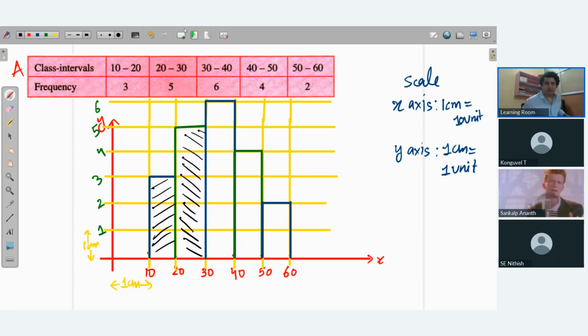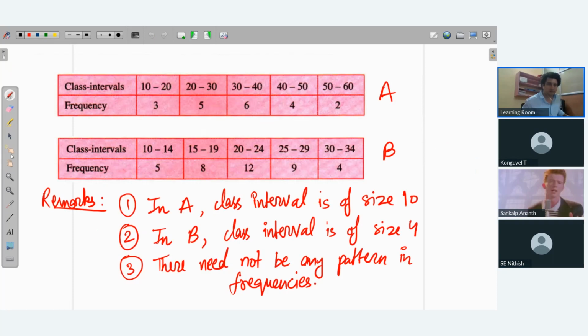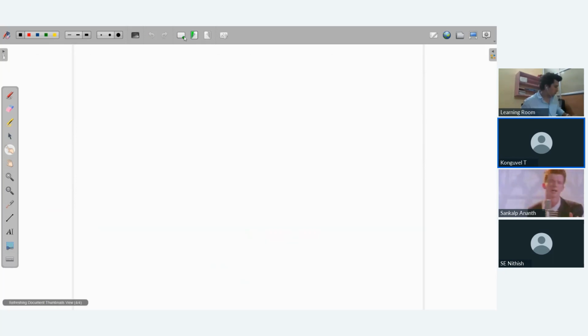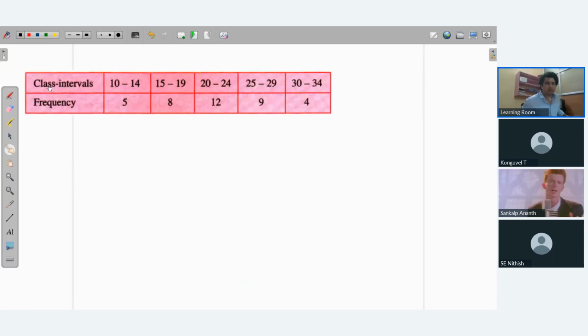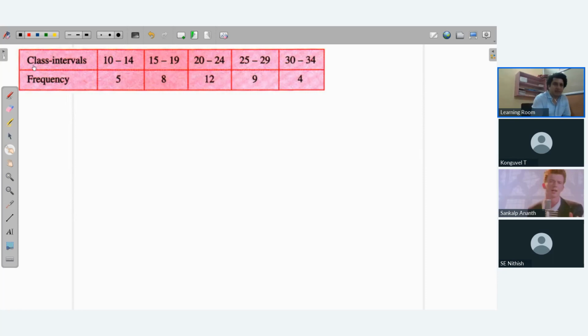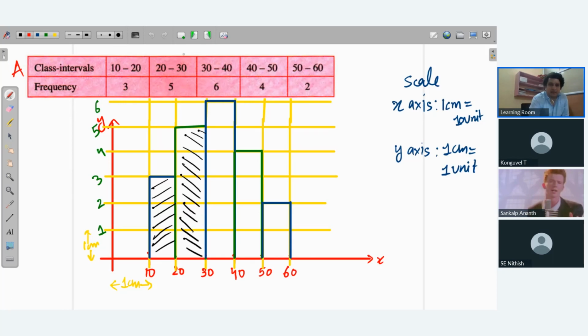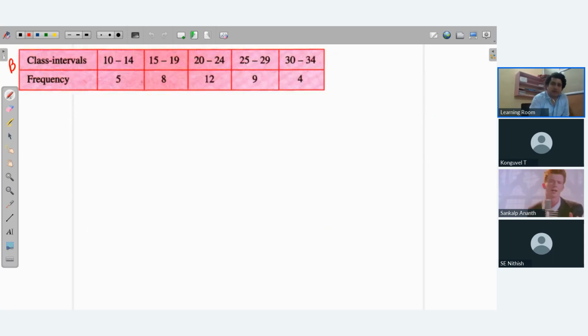Yes, sir. Okay. Let's see the second case, which is this one. Now, here is a different case because class intervals are very much different. So, what to do in this case? See, histograms are a specialized type of graph. Class intervals are different, but they are in a pattern, right, sir? The difference being, here 20 and 20 were same. Here 14 and 15 are not same.